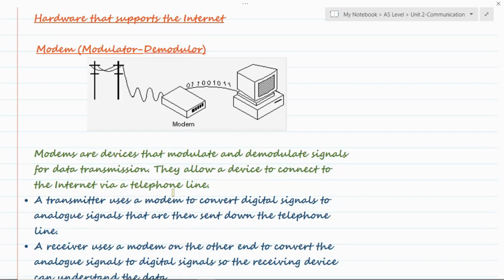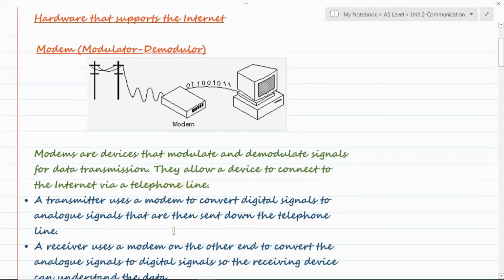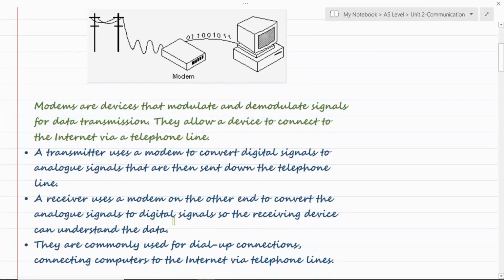So here comes the role of a modem, which is also known as modulator, demodulator. So modems are the devices that modulate and demodulate signals for data transmission. They allow a device to connect to the internet via a telephone line, right? To understand it in a better way, I have put some pointers here.